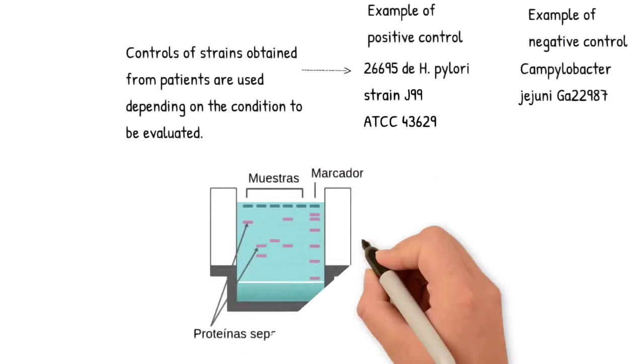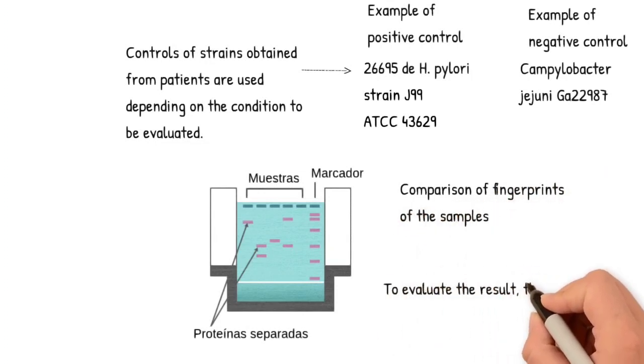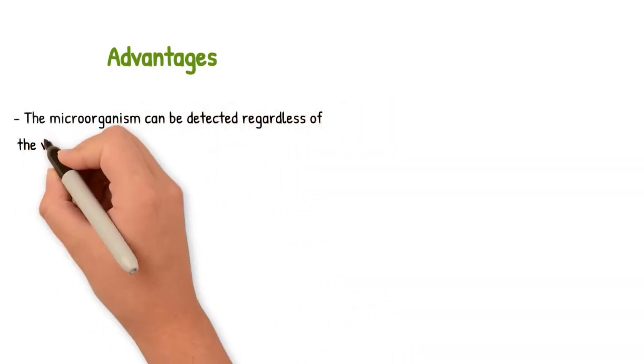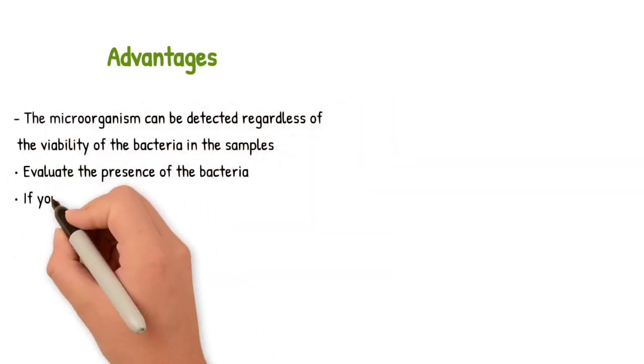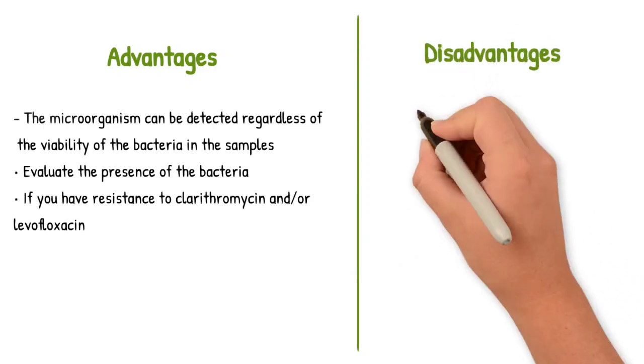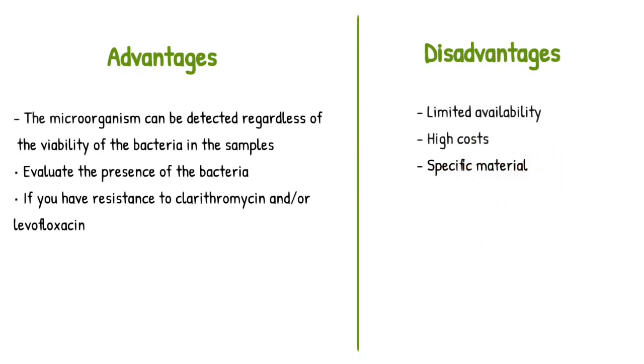In such a way that a test is considered positive when the bands of each sample agree with the control, and it's negative when they do not comply with it. Some advantages of the test is that the microorganisms can be detected regardless of the viability of the bacteria in the samples. The test evaluates the presence of the bacteria, and antibiotic resistance test can be performed. Disadvantages include limited availability, high cost, and use of a specific material.